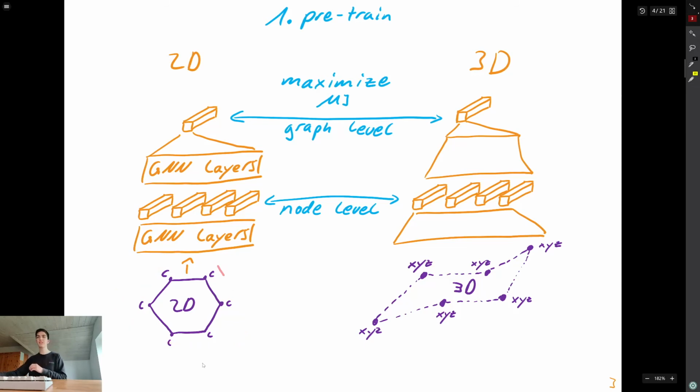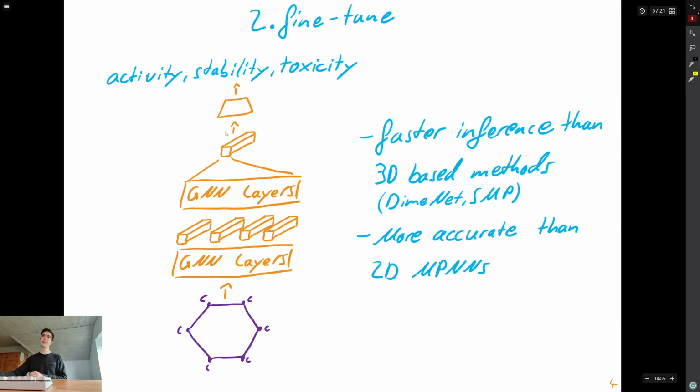Then we just take all the weights of the 2D network, transfer them, and fine-tune them for the actual property that we're interested in. That's what we now do on the molecules for which we don't have the 3D information available. This way, just with the 2D input, the 2D network has learned to generate some latent 3D information, and that information can then be used to inform our downstream predictions.